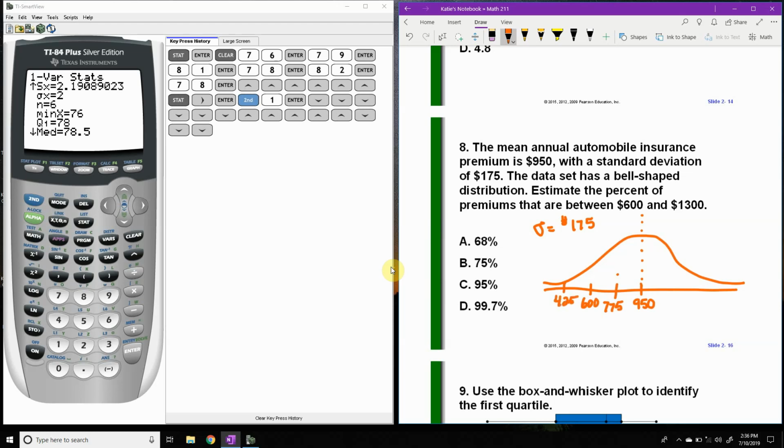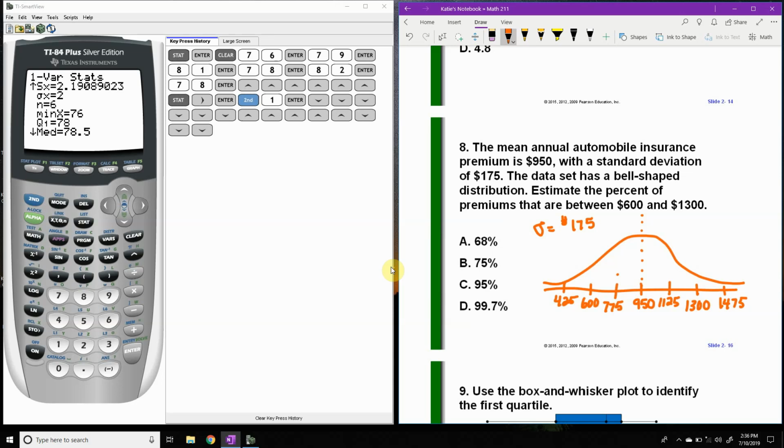I can do the same thing to the right. 1 standard deviation above the mean is going to be 950 plus 175. That puts me up at 1125. 2 standard deviations above the mean puts me up at 1300. And 3 standard deviations above the mean puts me up at 1475. Okay, and again, this just comes from subtracting the standard deviation and adding the standard deviation to the mean.